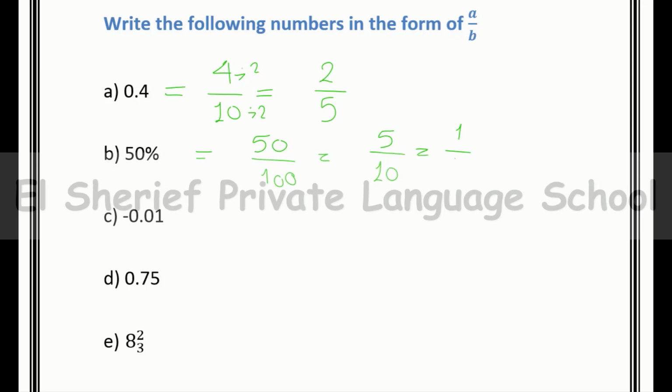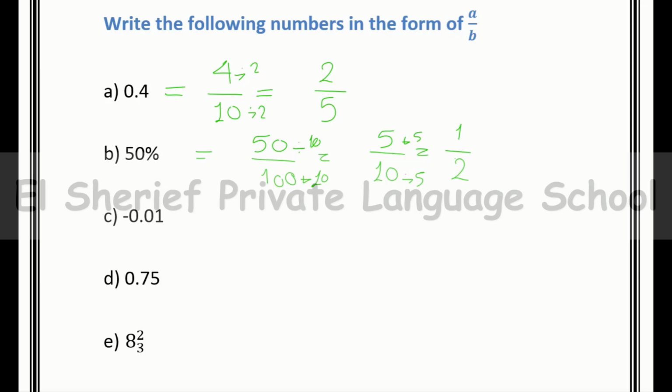Look at the exercise, my students. 50 divided by 10, and the other term divided by 10. 50 divided by 10 equals 5. 100 divided by 10 equals 10. I can put it in the simplest form again. 5 divided by 5 and 10 divided by 5 is equal to 1 over 2. And we know that 50% is equal to half in the form of A over B, or fraction.